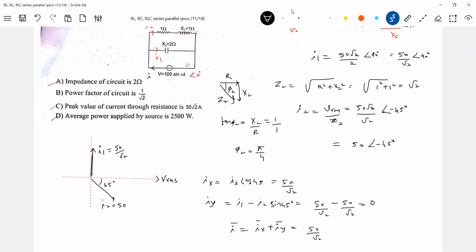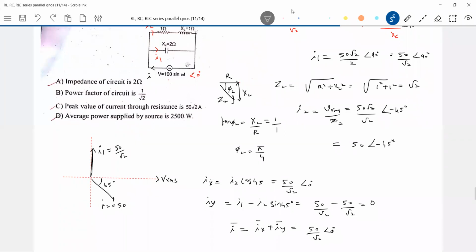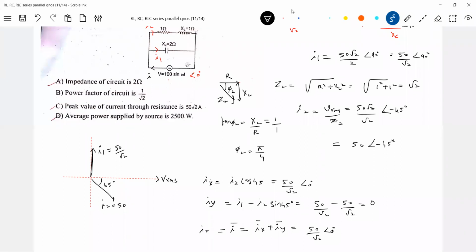So what should be the phase angle of this? This has a phase angle of 0 degrees. So therefore the resultant current, how will it be? It will be along VRMS. Then what is the phase angle of the circuit? It will become 0. So this I is nothing but IRMS.